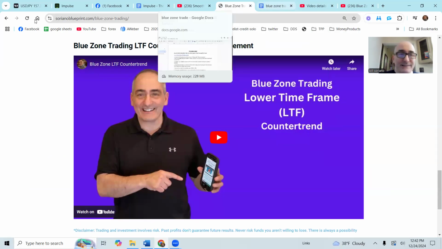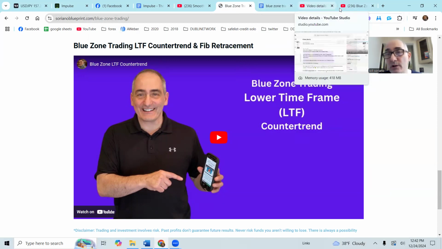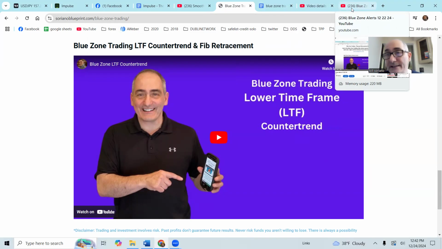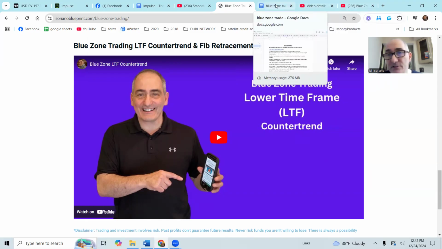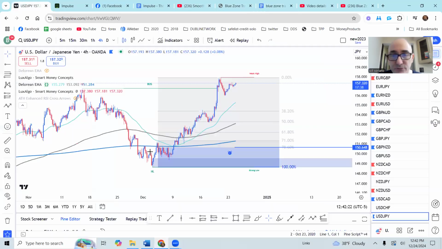Now, instead of using this lower time frame counter trend way to get trades on weeks where price just isn't moving into our blue zones, right? Because you can go the whole week without price ever moving back to your blue zone, right? So you wouldn't be able to take any trades.